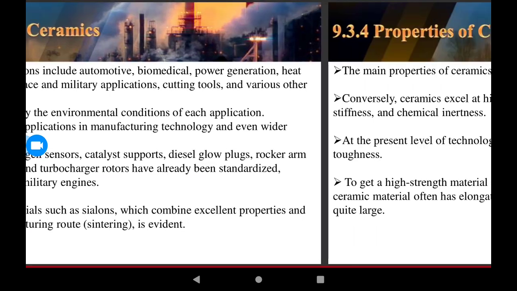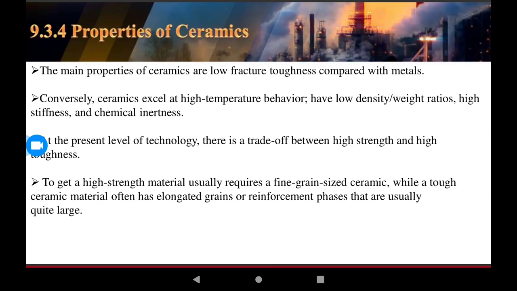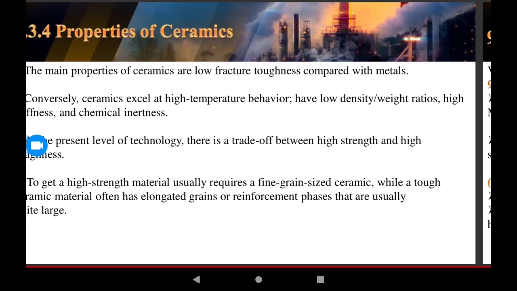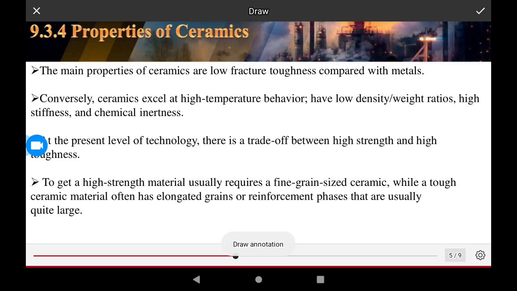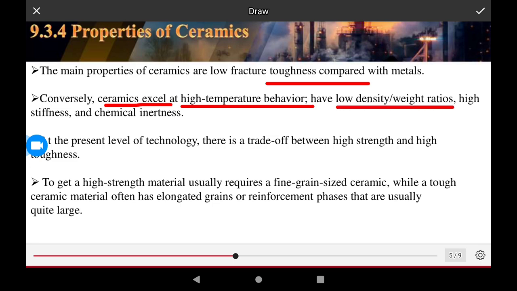Now the properties of ceramics. The main property of ceramics is low fracture toughness compared with metals. Consistently, ceramics excel in high temperature behavior, and have a low density-to-weight ratio, high stiffness and chemical resistance. At the present level of technology, there is a trade-off between high strength and high toughness of the material.